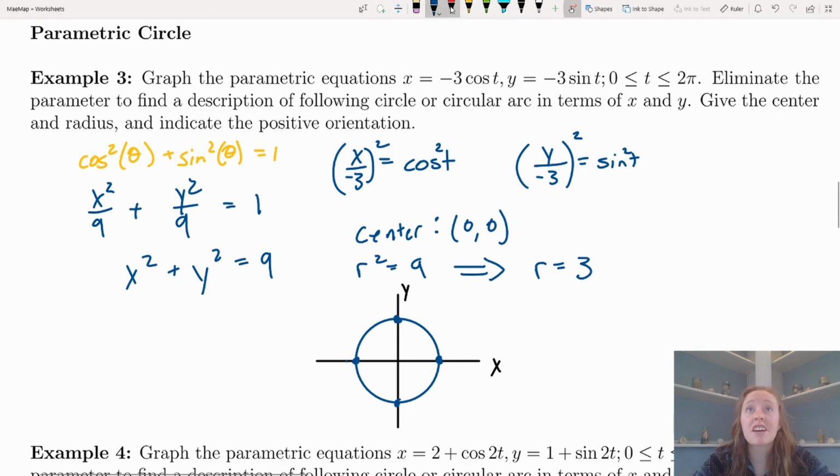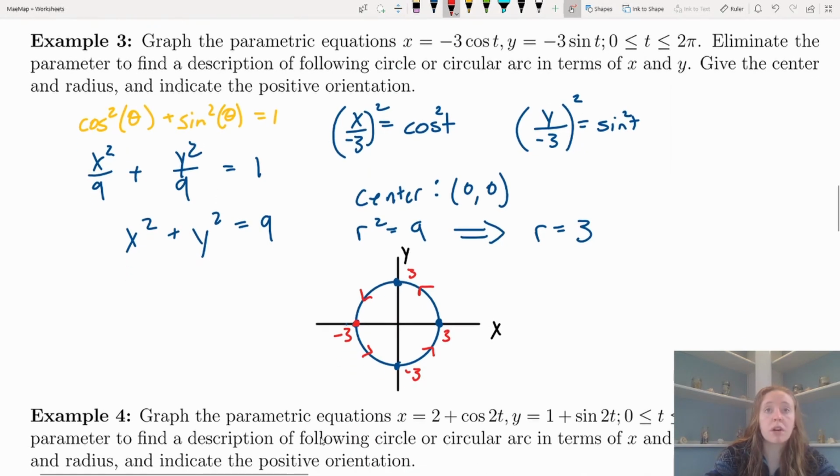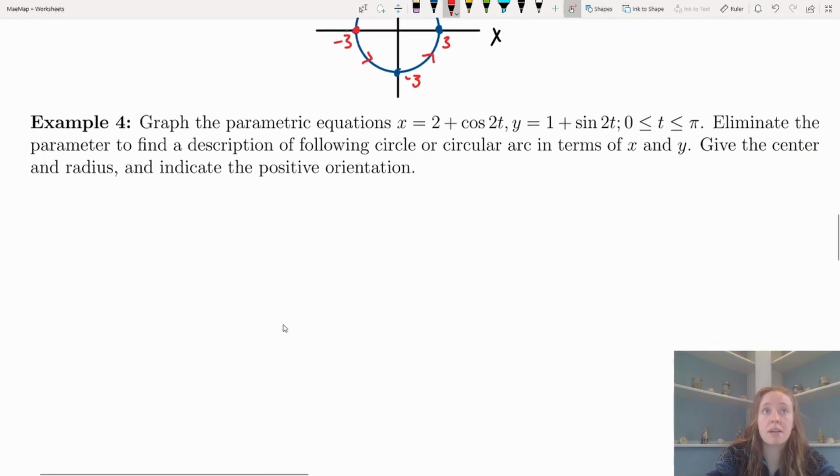So you can see that I am actually going counterclockwise around this circle. I'm just starting and stopping at this point on the left, and remember our radius is 3. Let's move on to example 4, really hitting this concept home.